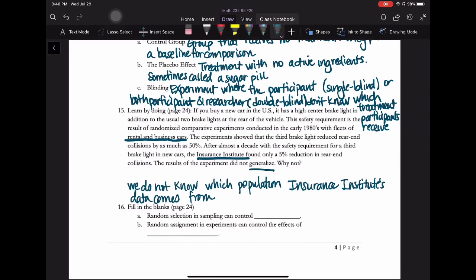Okay, and lastly, we want to fill in the blanks. Random selection versus random assignment. So random selection is in sampling. So there's a difference when we're talking about sampling versus random assignment. If you're randomly selecting, that's sampling. If you're randomly assigning, you're doing that in a treatment. So we've got selection goes with sampling and assigning goes with experiments. Random selection is so we can control bias. And random assignment is so that we can control the effects of confounding variables.